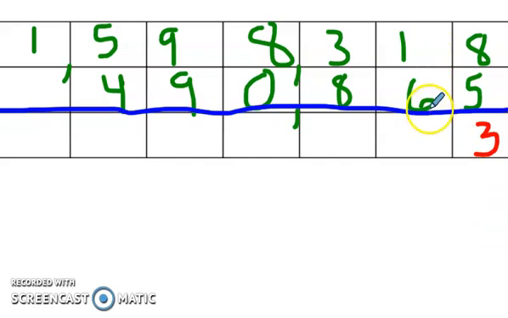1 minus 6. Can we take 6 tens out of 1 ten? We can't do that, can we? So we're going to go over to the hundreds and see if they have any tens we can borrow to come over here and regroup. So we're going to do that.